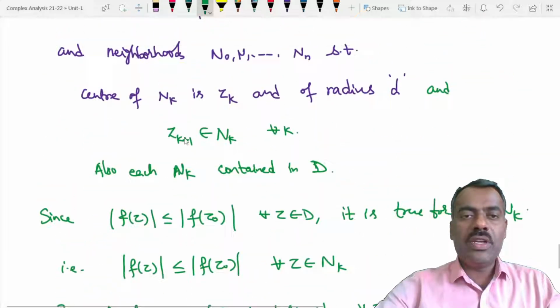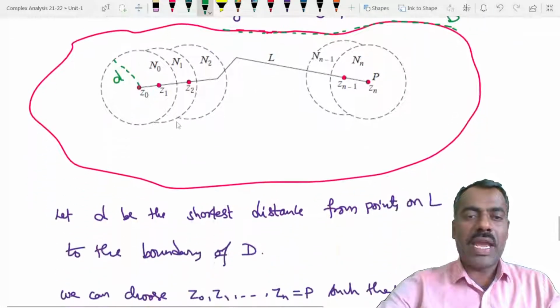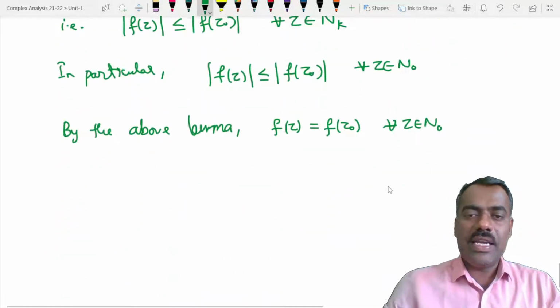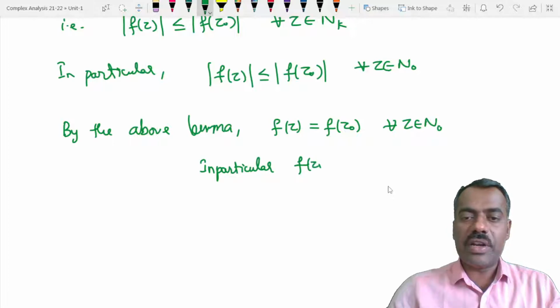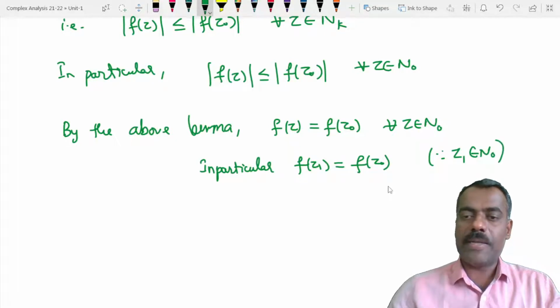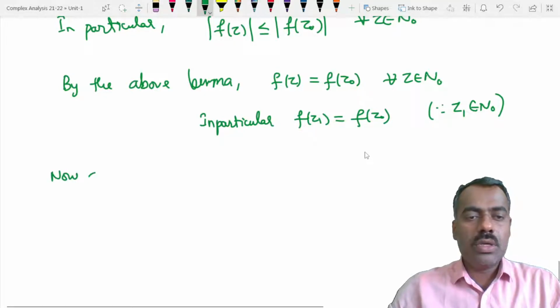Now remember we have to somehow go from z0 to zn, which is p. So how do we go via z1 and so on? z1 belongs to n naught, so therefore, in particular, f of z1 is equal to f of z0, since z1 belongs to n naught. Okay, now consider n1.